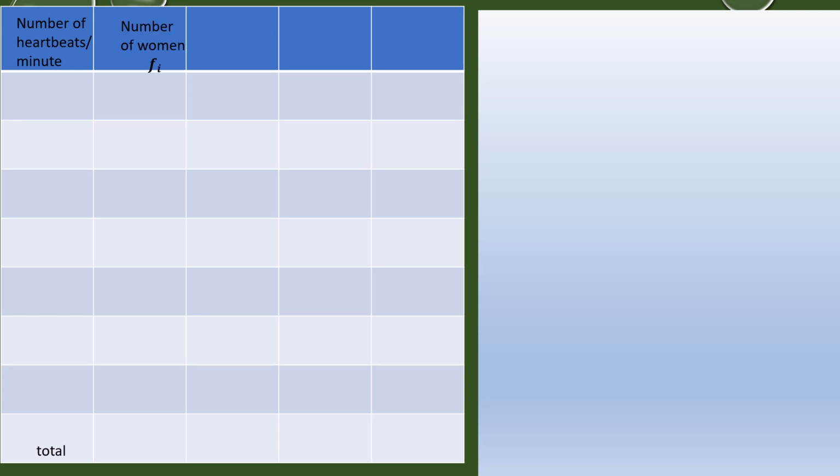So now we'll take the number of heartbeats per minute as the class, the number of women as frequency, the class mark as xi, and now we have to find the deviation. Deviation is equal to xi minus a, and then fi di.